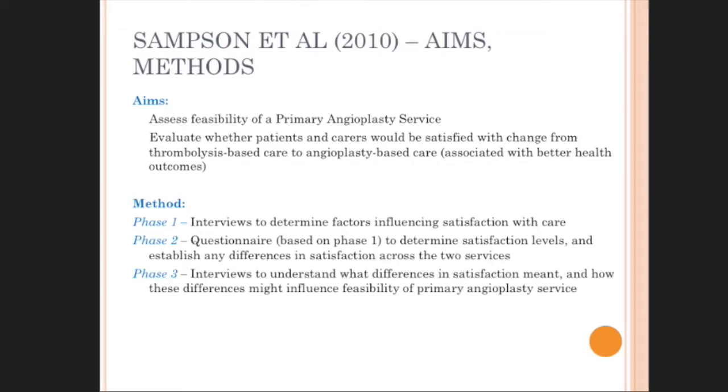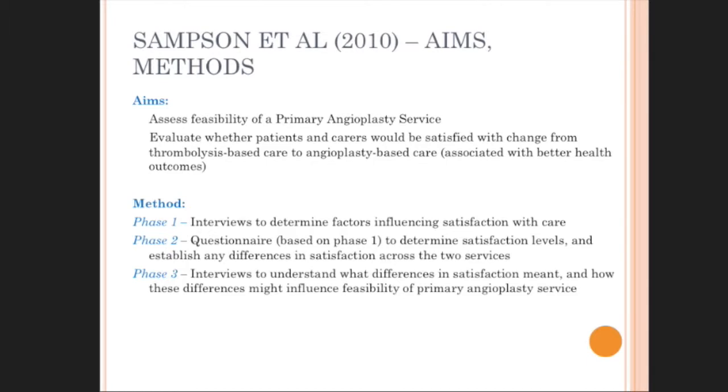Okay, so Sampson et al. was the paper that looked most closely like a triangulation protocol. They assessed the feasibility of a primary angioplasty service, and they were interested in the concept of satisfaction. So they wanted to look at satisfaction in patients and carers with usual care or with the new angioplasty-based care. And they did this with 3 different phases. They used interviews to determine what factors influence satisfaction with care, so they could produce a questionnaire based on that.